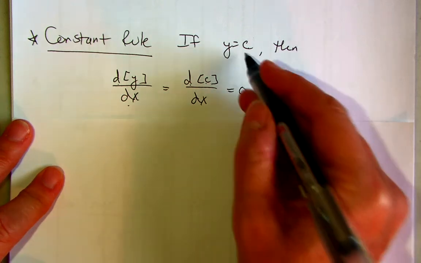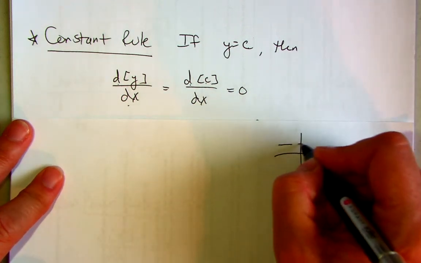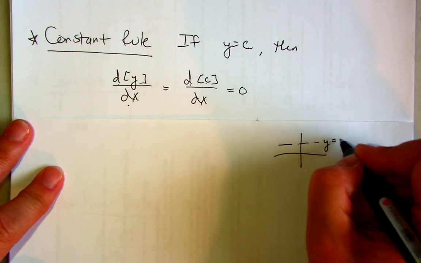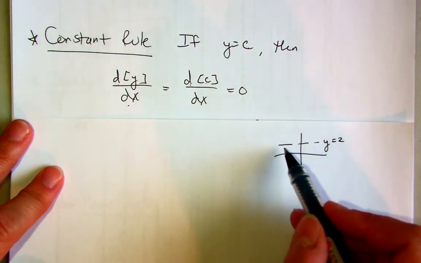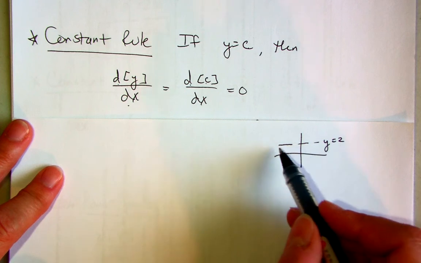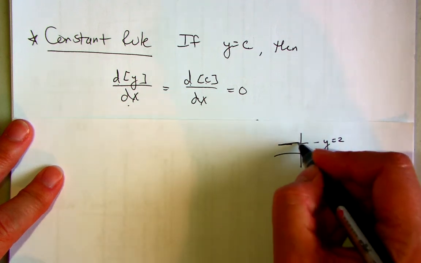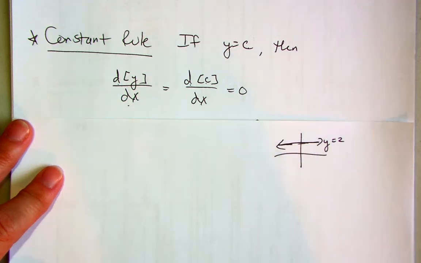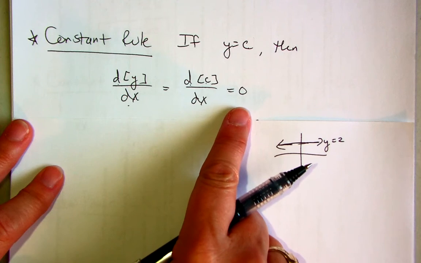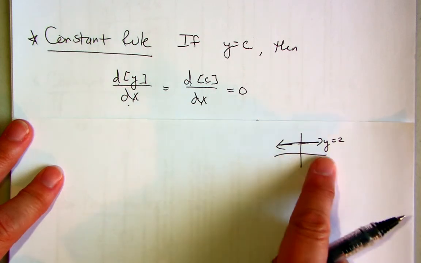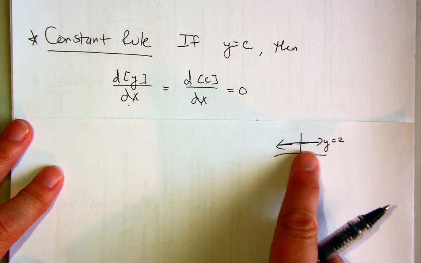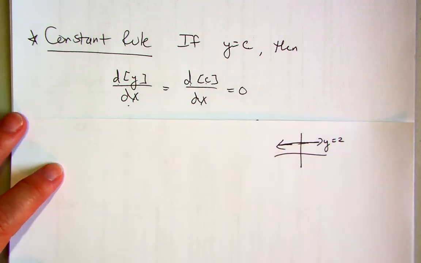But that makes sense. If I have some function, there it is, y equals, let's say 2, that's my c. Well, the first derivative is the slope of the tangent line anywhere on this graph. Isn't the slope everywhere on this graph 0? So that's why the first derivative is 0. Because my original function is a horizontal line, and everywhere in here the slope is 0.